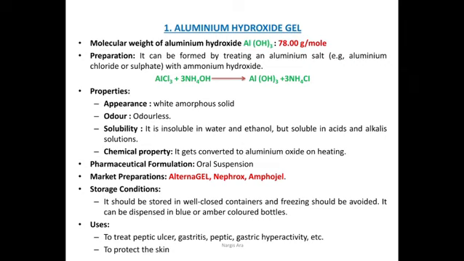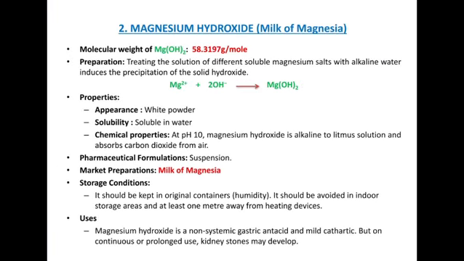Pharmaceutical formulations: oral suspensions. Marketed preparations: Alternagel, Nephrox, Amphogel. Storage conditions: it should be stored in plastic containers and freezing should be avoided. It can be dispensed in blue or amber colored bottles. Uses: it is used to treat ulcer, gastritis, peptic ulcer, and gastric hyperacidity, and it is also used to protect the skin.